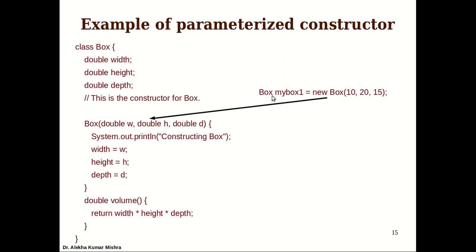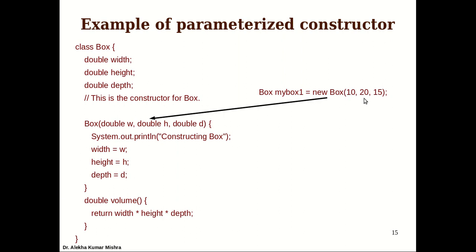Here is an example. Box, the same as the class name, and it accepts some arguments. There are 3 arguments because we have only 3 fields. So these 3 fields are initialized by the values provided by the user. W, H, and D. Width is assigned W, height is assigned H, and depth is assigned D, while constructing the box object. This can be invoked by passing the parameters.